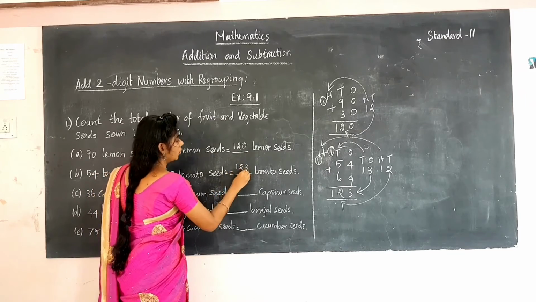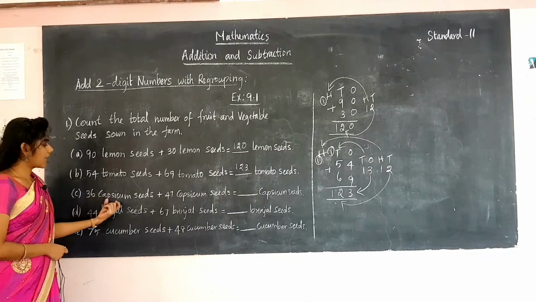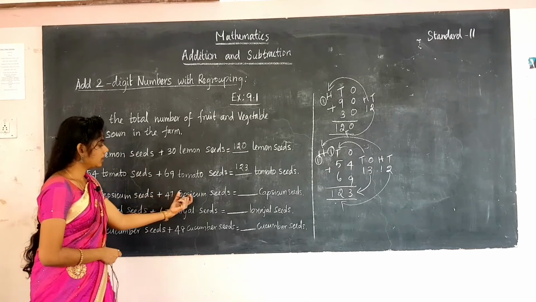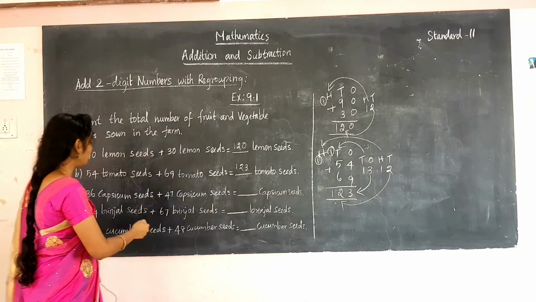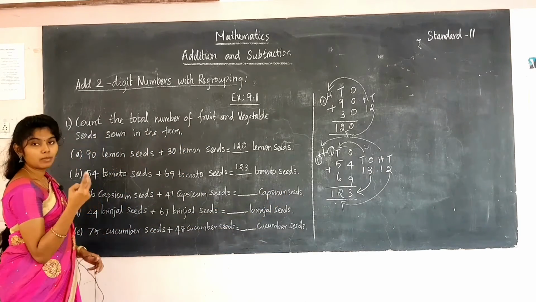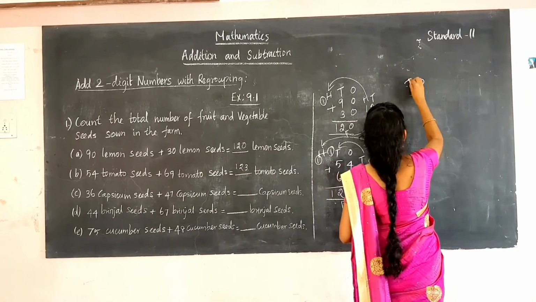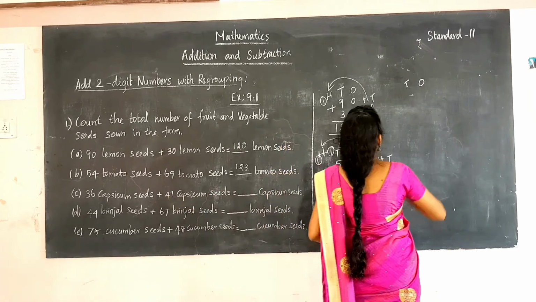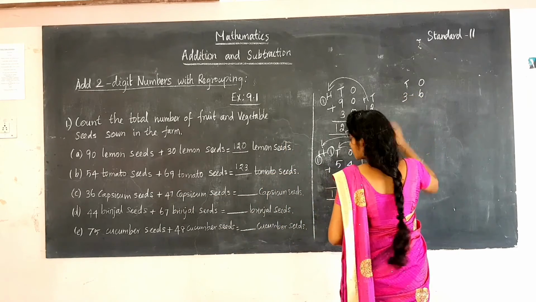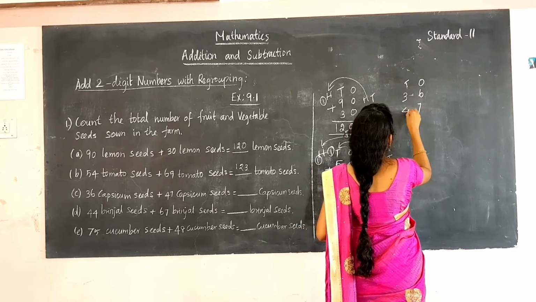123 tomato seeds. And see the next question: 36 capsicum seeds plus 47 capsicum seeds. We are going to find the total number of capsicum seeds. To find it, we have to write up to the tens place because it is a 2-digit number. Now write the number 36 first and then 47 second: 6 in the ones, 3 in the tens, and 47, 7 in ones and 4 in tens.